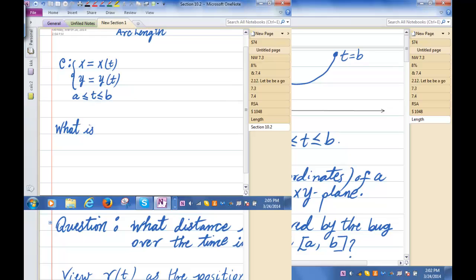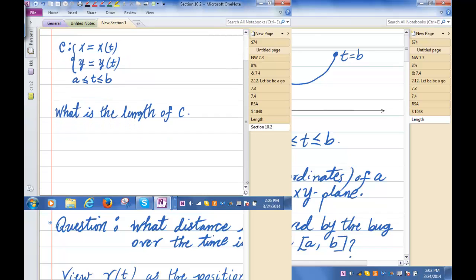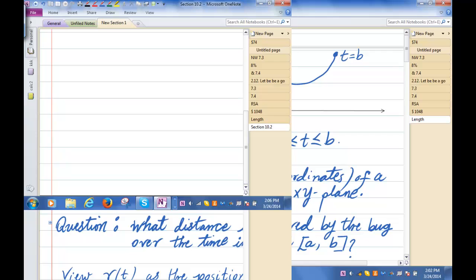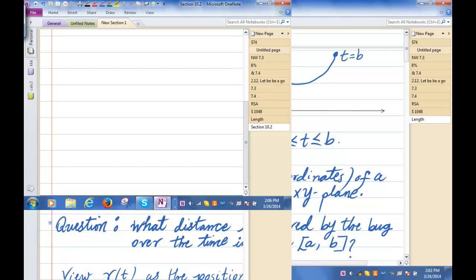of the curve C? Let me draw the curve first. Let me make a picture here first.